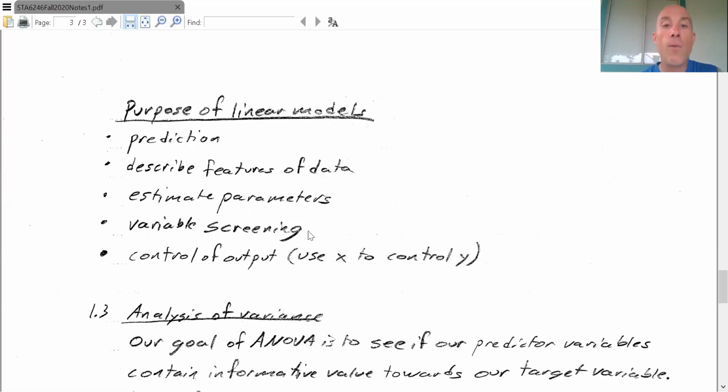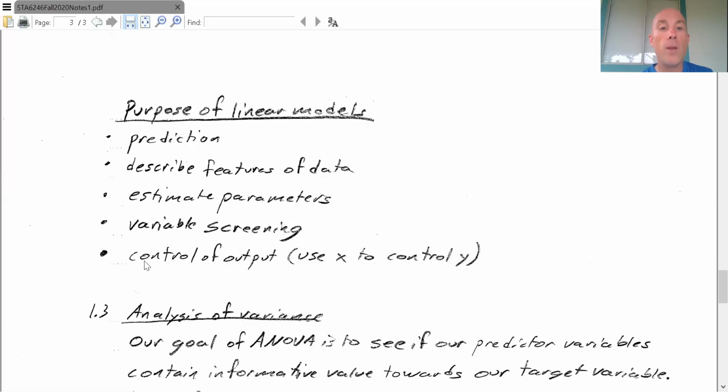We can also use it for variable screening. One thing I can do is go through and build a bunch of simple, smaller linear regression models, see which variables are useful, and then only use those for another predictive model, such as a neural net or a random forest and so on.